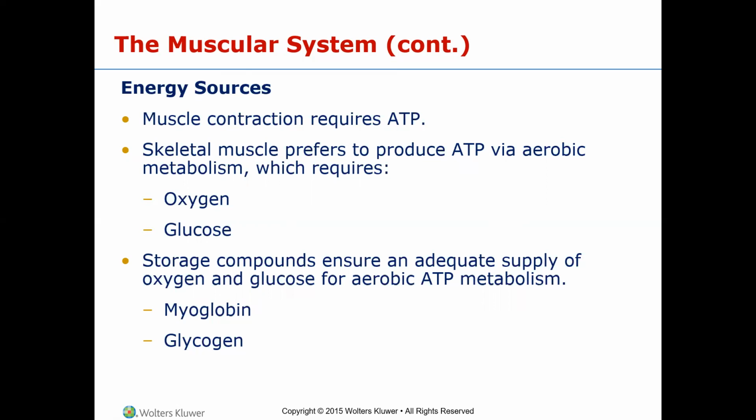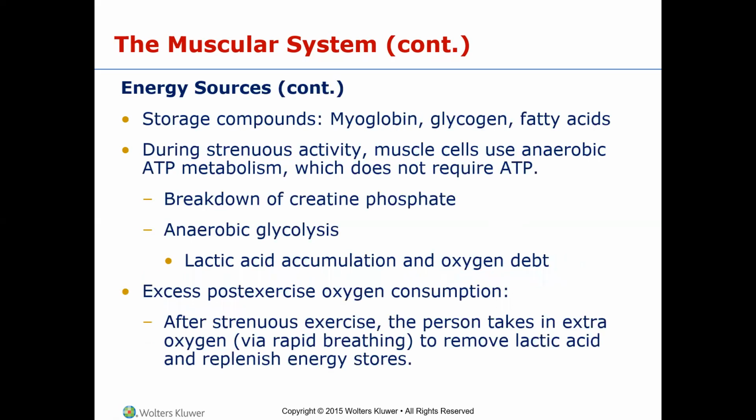And some of the storage places for the supply of oxygen and glucose is in the form of myoglobin. It's just like hemoglobin that's found in our red blood cells, but it's myoglobin, which is found in our muscle cells. And then, of course, glycogen is a big, huge sugar molecule that breaks down into smaller units of glucose. And those are what are used for the generation of the energy molecule of ATP. Okay, we're not going to go through this.